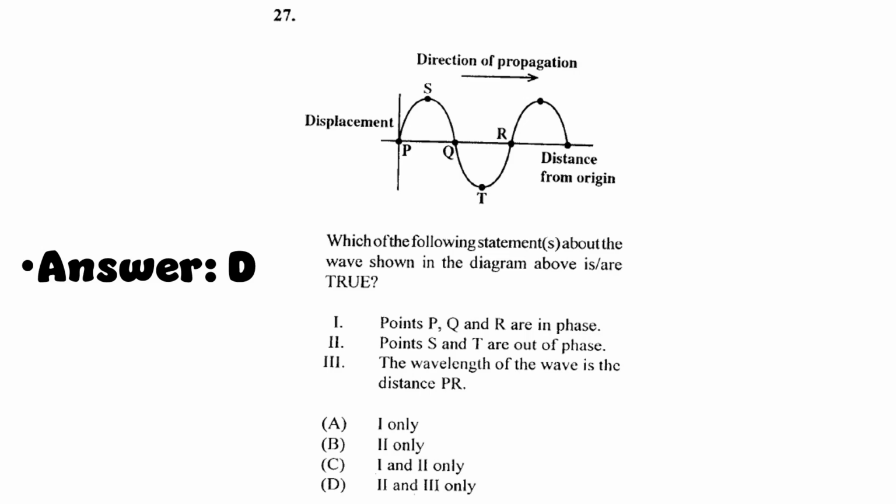Why is it not the case that the points P, Q, and R are in phase? Well, it's because P and R are in phase, but Q is not. Even though Q is at the same distance away from the origin as P and R, Q will be going in the opposite direction as compared to P and R.